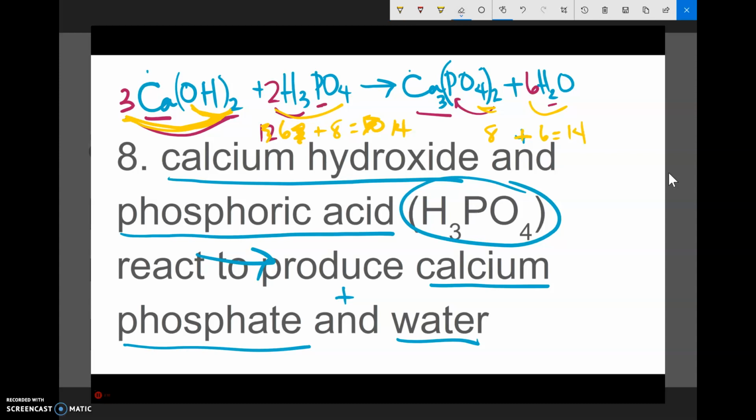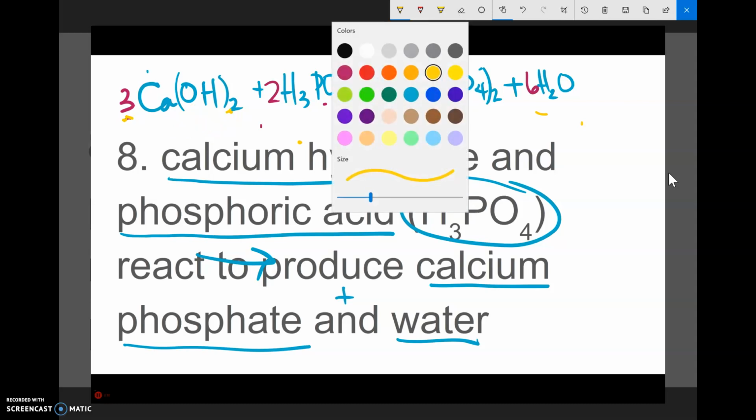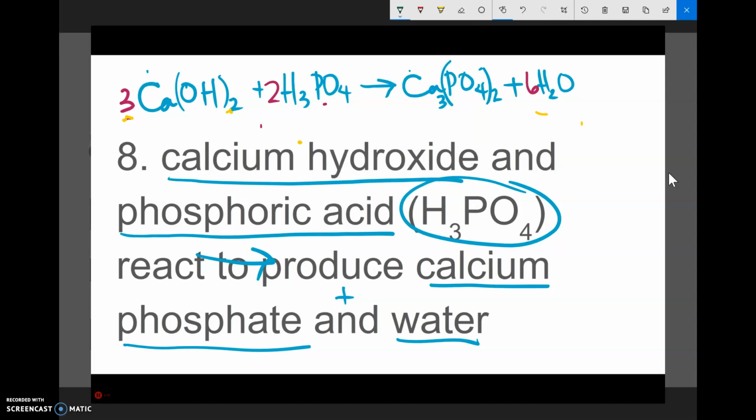Okay, let's double check that one. That one was a little messy. That was my fault. But see, this is why we double check, just to make sure that we haven't made any mistakes. Okay, so let's double check again. Let's use green this time. So we have 3 calcium, 3 calcium. And when we double check, it doesn't matter what order we go in. So let's go ahead and do oxygen.